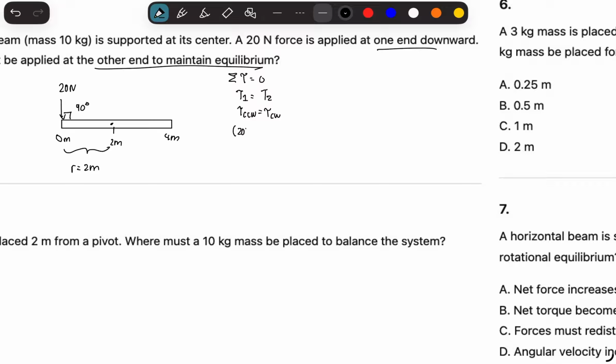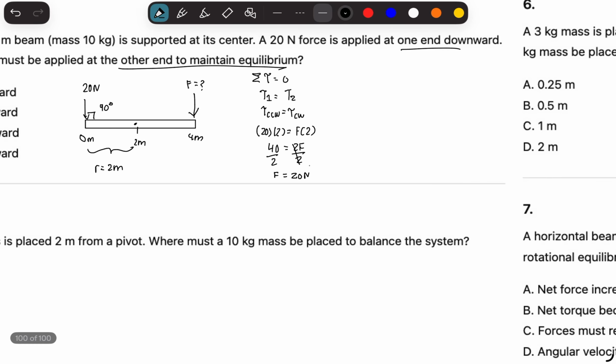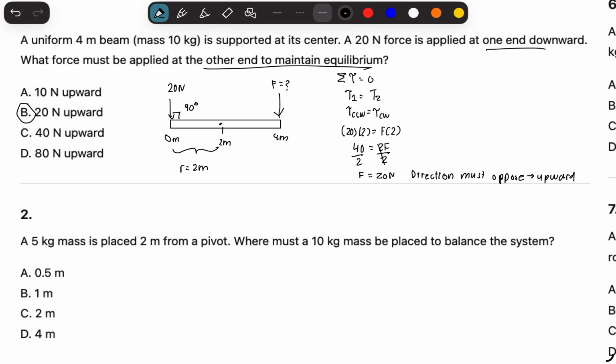So we can write our torque equation, which is 20 times 2, which is equal to F times 2, because we will have this other force here, and this is our mystery force. So your second force has to be 20 newtons, and that makes sense. So that's going to be 20 newtons upward.